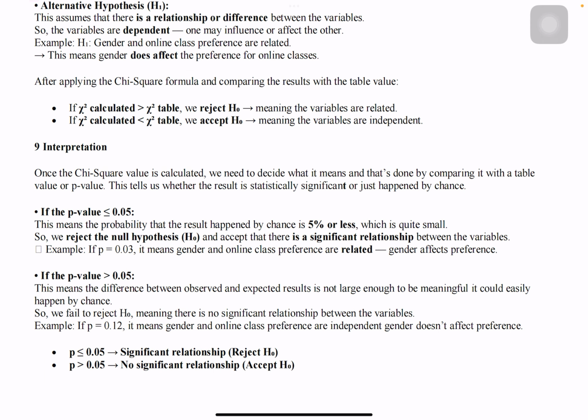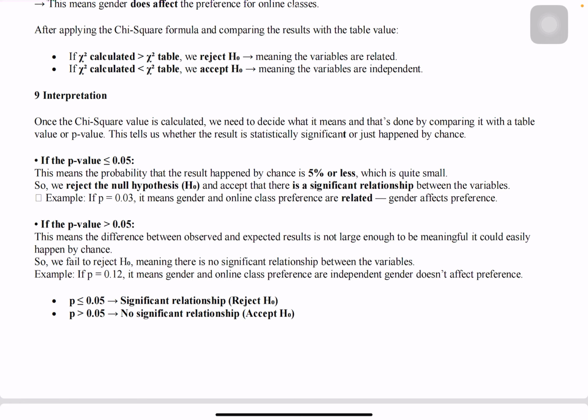Interpretation. Once the chi-square value is calculated, we need to decide what it means, and that is done by comparing it with a table value or p-value. This tells us whether the result is statistically significant or just happened by chance. If p-value is less than or equal to 0.05, this means the probability that the result happened by chance is 5% or less, which is quite small. So we reject the null hypothesis and accept that there is a significant relationship between the variables.